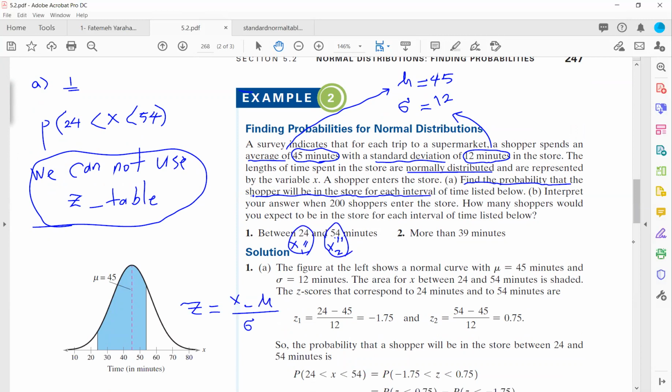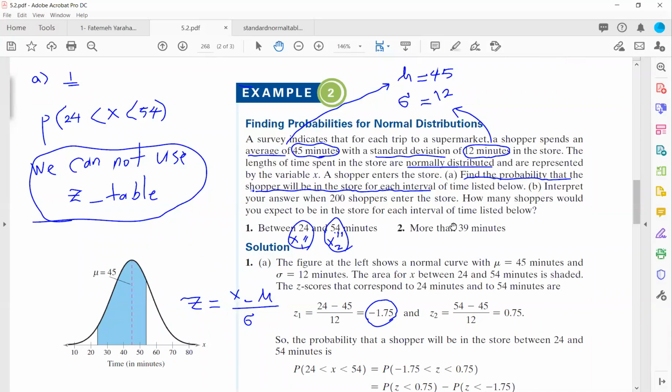Z sub 1 is equal to x, which is 24, minus mean, which is 45, divided by standard deviation, which is 12. We do the calculation, we find the first z value. Now you can go back to your table and find the probability that your value is less than negative 1.75. So negative 1.75. So let us take a look at our ZTable.